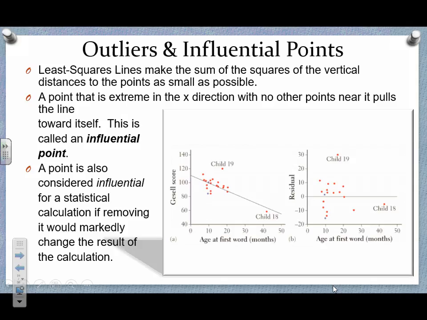So this cluster of points here looks like it has kind of a linear negative association, and it tends to line up a little bit with that child 18. So it's an unusual point that just happens to line up nicely. What's unusual about child 19?